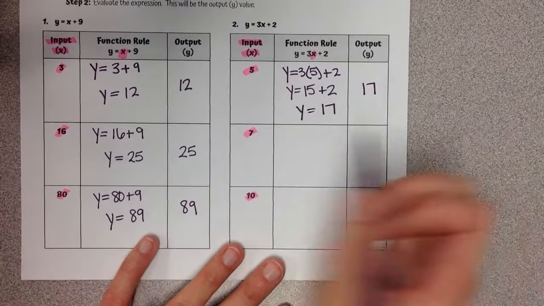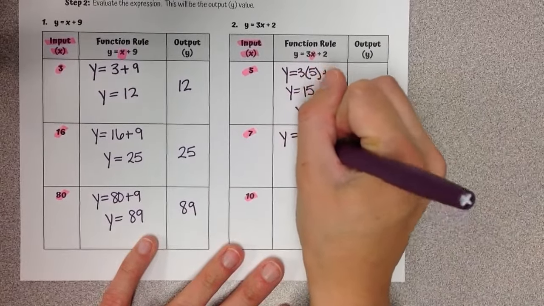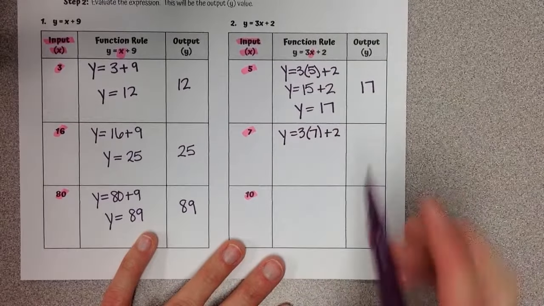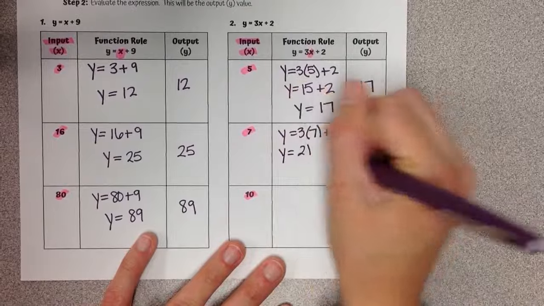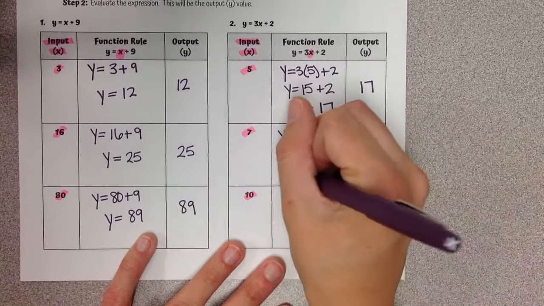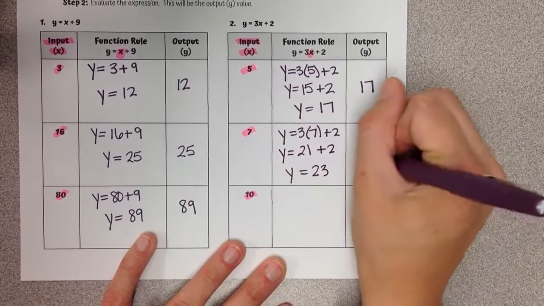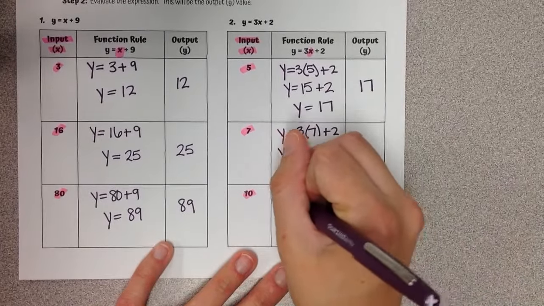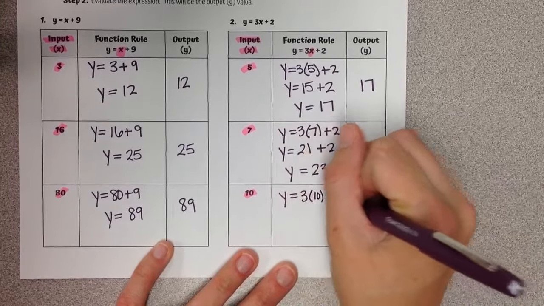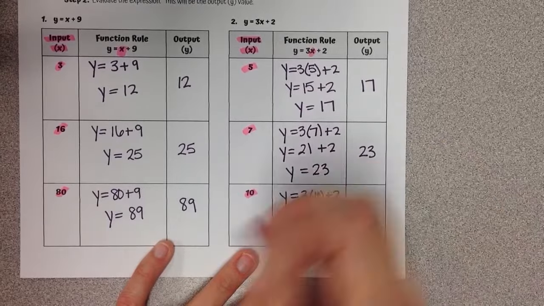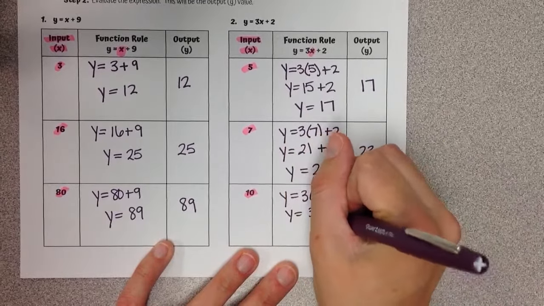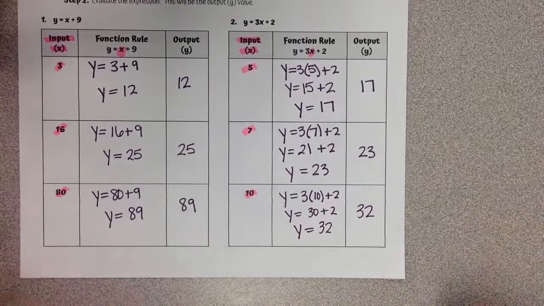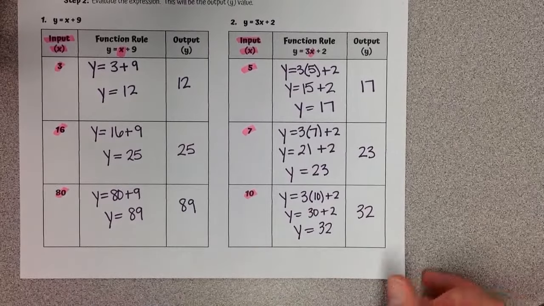All right, let's try it again for 7. So plug it in for x. y equals 3 times an x value of 7 plus 2. So we multiply first. 3 times 7 is 21. So y equals 21 plus 2, or y equals 23. So our output value is 23. And last one, y equals 3 times an input value of 10 plus 2. So y equals 30 plus 2, or y equals 32. So that's when you're given an input to find an output.